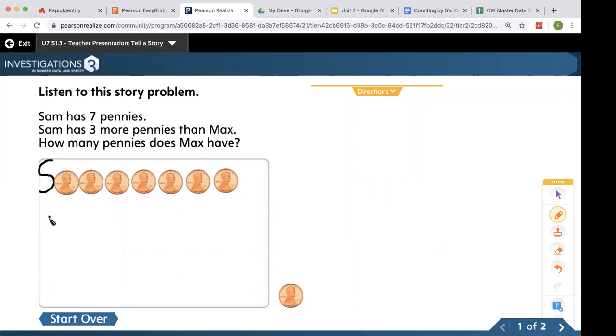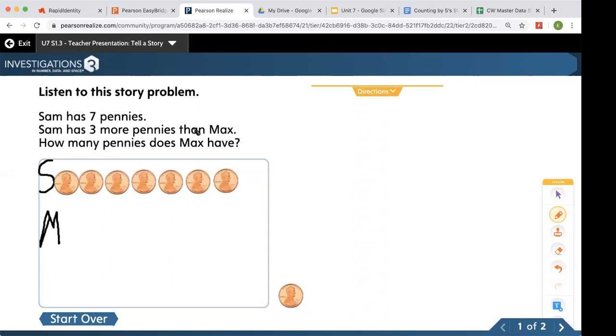And then we need to figure out how many pennies Max has. So I'm going to write the letter M for Max. So let's go back to the problem. So we already know that Sam has 7. Check, I got my 7 pennies. We also know that Sam has 3 more pennies than Max. So that tells me that Max's number of pennies has to be smaller or less than 7. Okay?